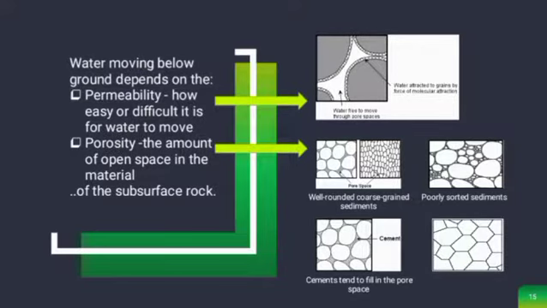And next we have the igneous and metamorphic rocks. So napapansin nyo sa figure, parang wala ng space. So in igneous and metamorphic rocks, porosity is usually low because the minerals tend to be intergrown, leaving little free space. So yun na nga. Highly fractured igneous and metamorphic rocks, however, could have a high porosity.